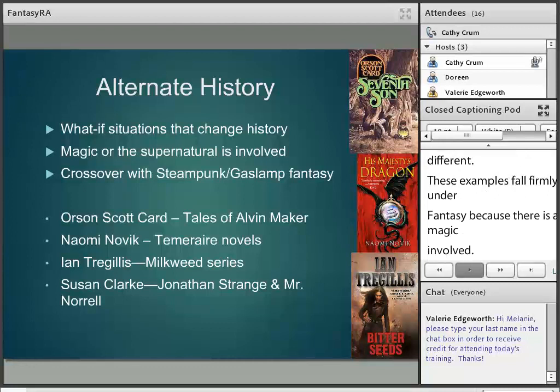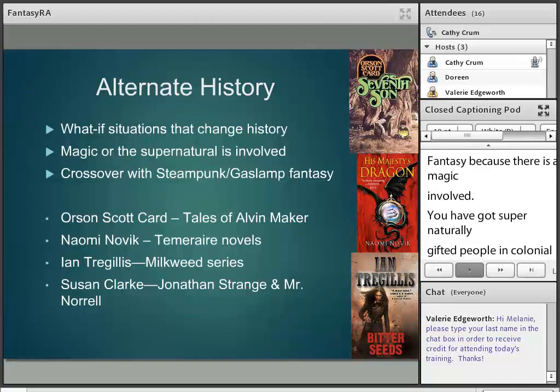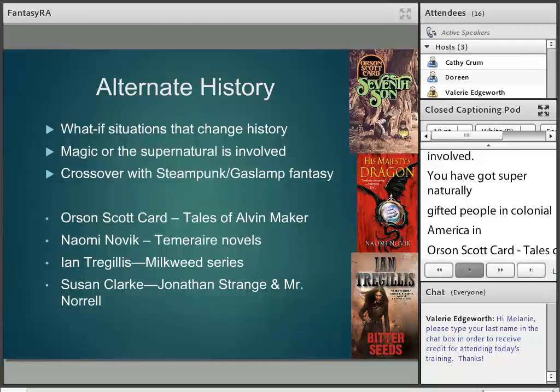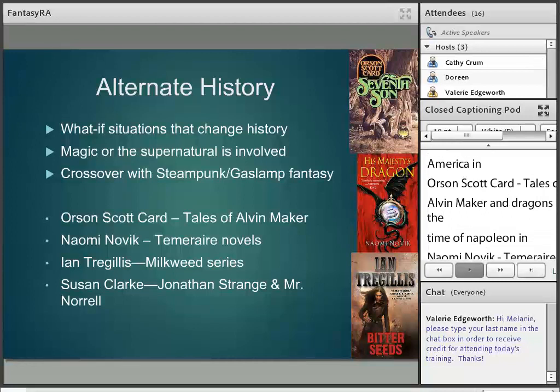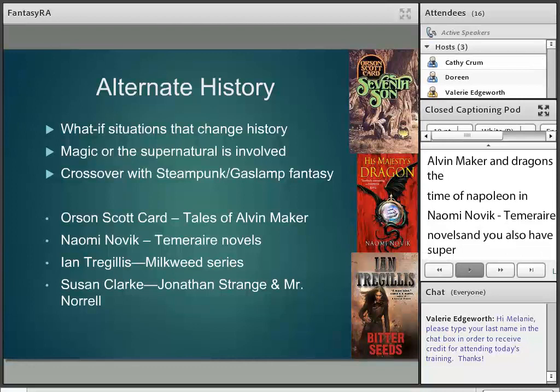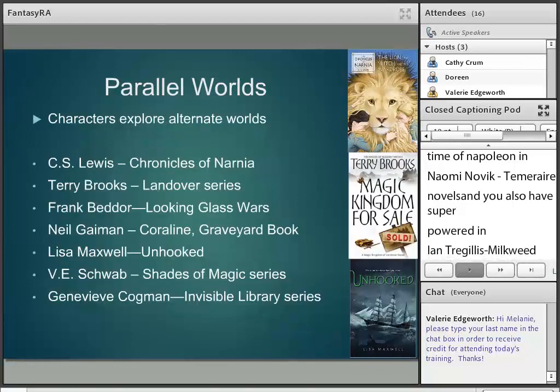You've got supernaturally gifted people in colonial America in Orson Scott Card's Tales of Alvin Maker, dragons in the time of Napoleon in Naomi Novik's Temeraire series. You've got British warlocks and superpowered Nazis in Ian Tregillis's Milkweed series, and magicians in England during the Napoleonic Wars in Susanna Clarke's Jonathan Strange and Mr. Norrell.